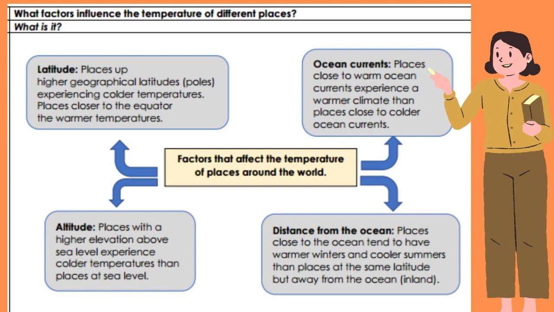Altitude: places with a higher elevation above sea level experience colder temperatures than places at sea level. Distance from the ocean: places close to the ocean tend to have warmer winters and cooler summers than places at the same latitude, but away from the ocean, inland.